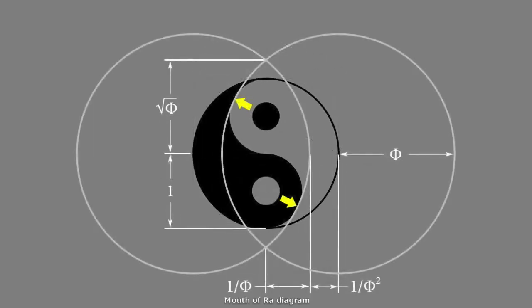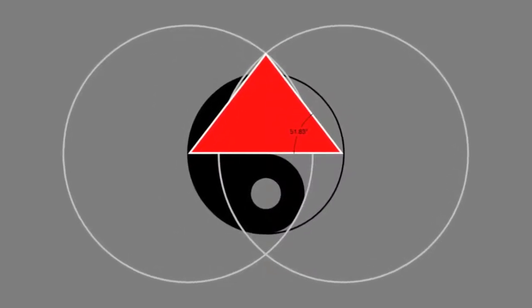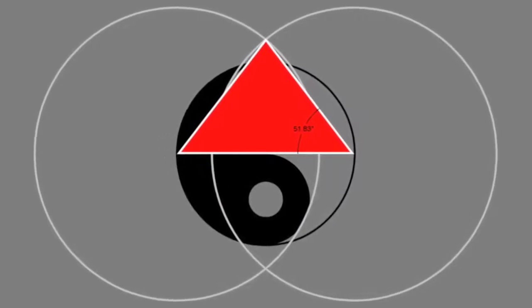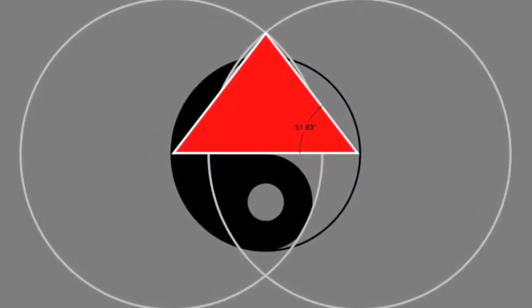If you then draw larger circles with phi as the radius, they are tangent to the inner circles and beautifully form more phi relationships. Joining the centers of the larger circles with the top point of intersection forms a pyramid with a slope of 51.83 degrees.